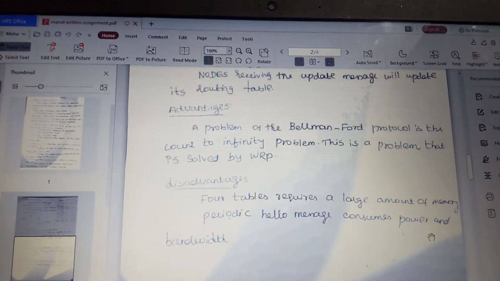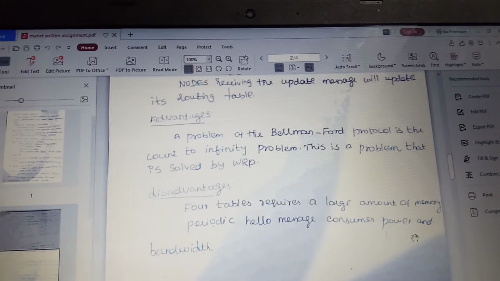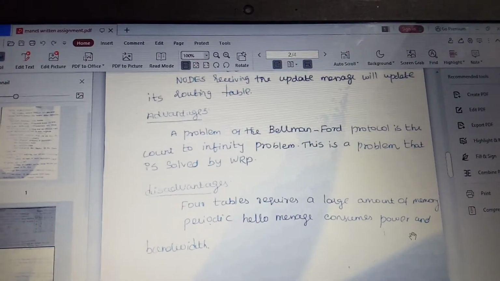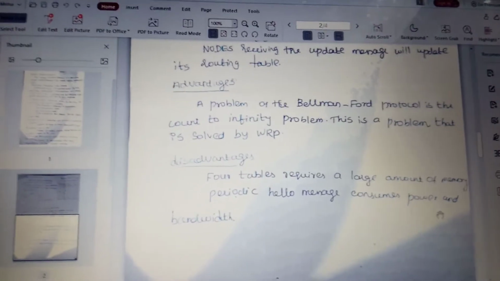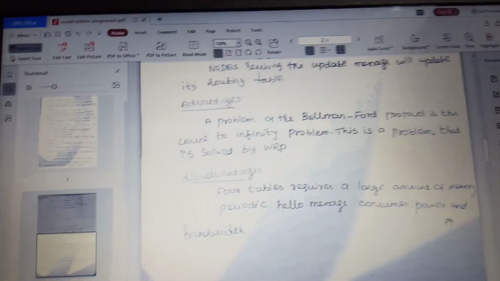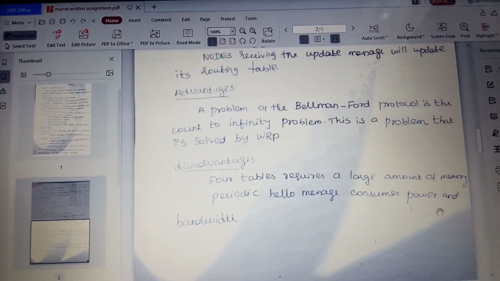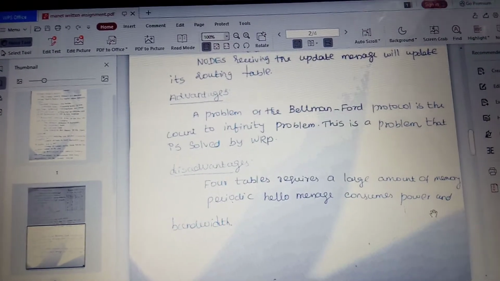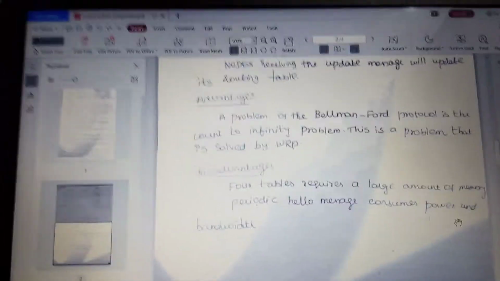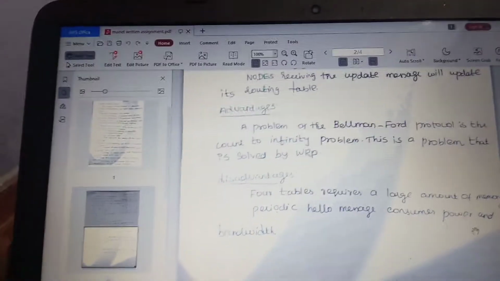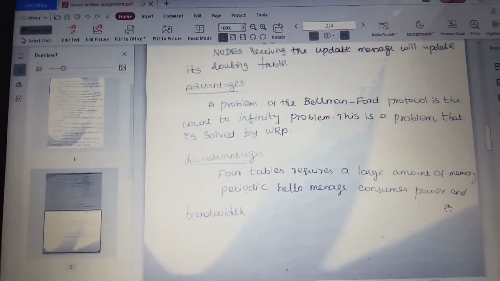And now the disadvantages. The 4 tables require a large amount of memory. Next, periodic hello messages consume power and bandwidth. These are the advantages and disadvantages of the wireless routing protocol.